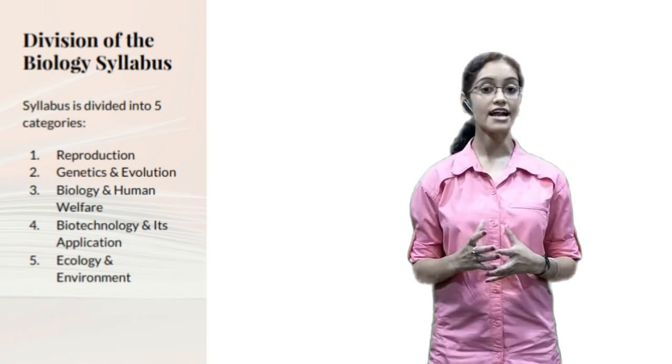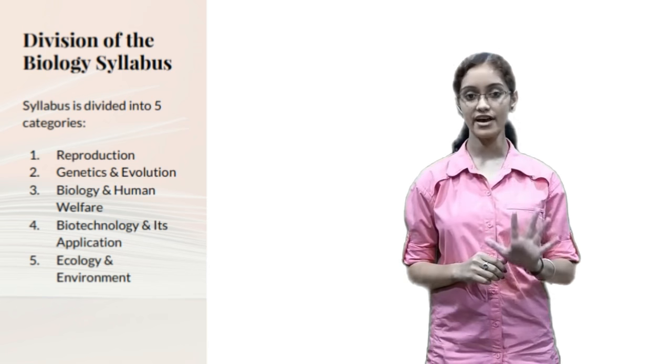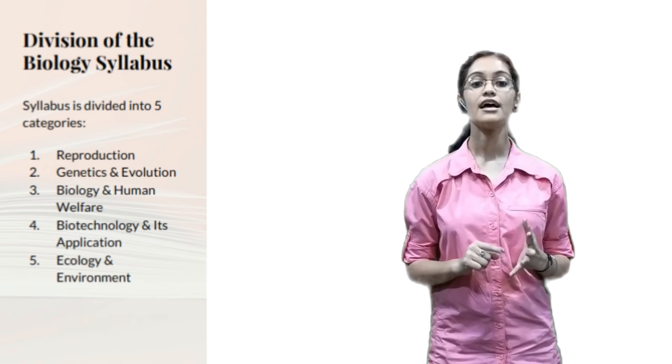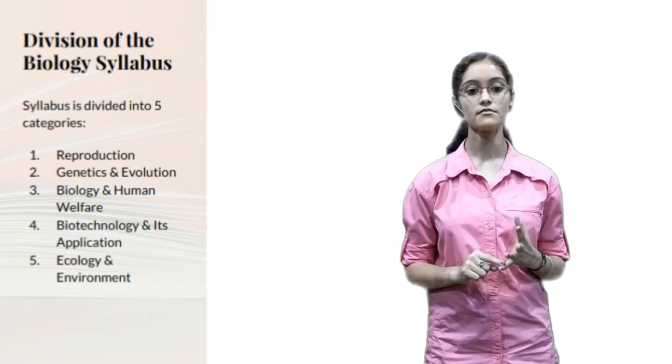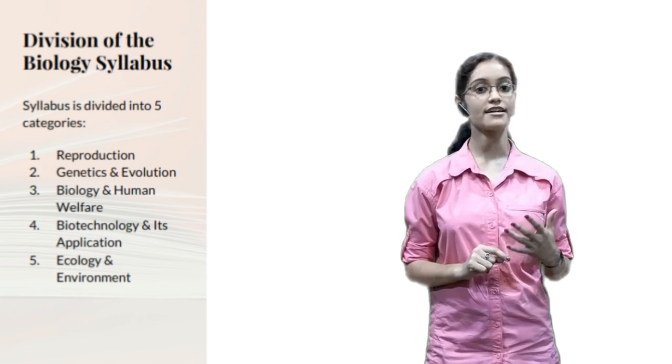Let us understand the syllabus of biology. The biology syllabus is divided into 5 categories. These categories are reproduction, genetics and evolution, biology and human welfare, biotechnology and its application, and the last one is ecology and environment. Now, after seeing the categories, let us see how much weightage is given to each category.